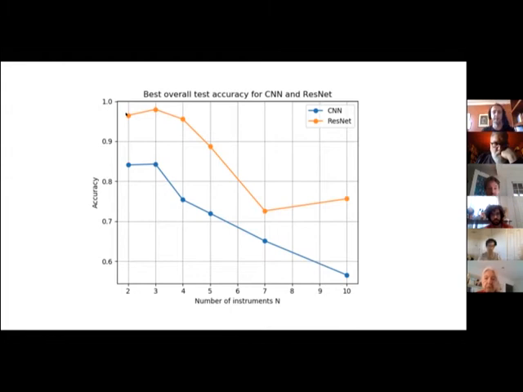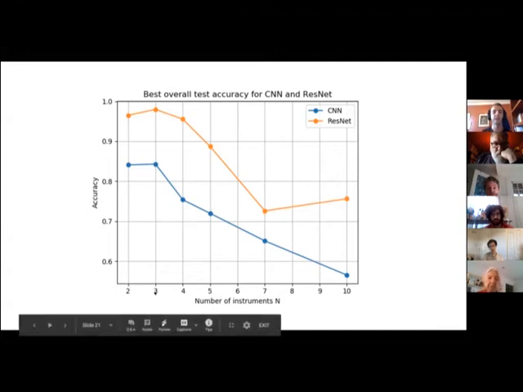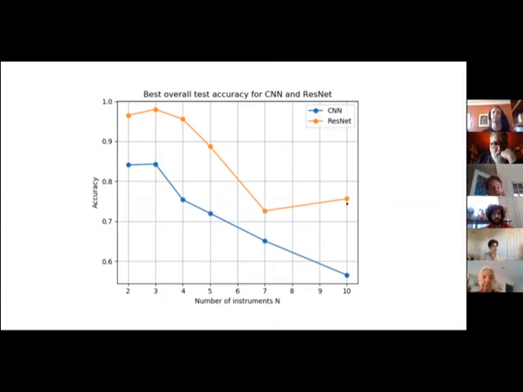and really happy with. But of course, as you make your problem more complex and start adding not only more instruments but more samples being combined at once, the accuracy goes down. Even with 10 instruments, we were still happy with classification results of around 75% for ResNet. The main takeaway from this graph is that ResNet outperforms the CNN no matter the complexity of the problem. The training accuracy was always higher for ResNet.